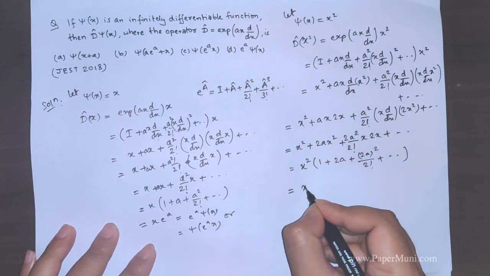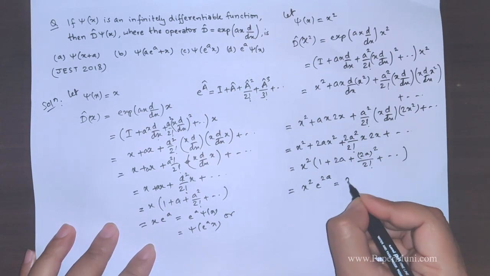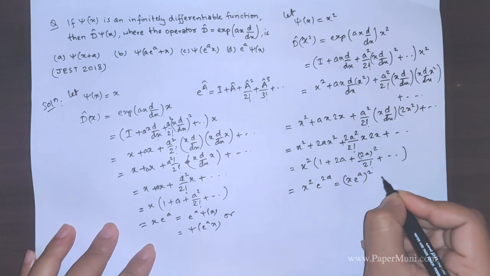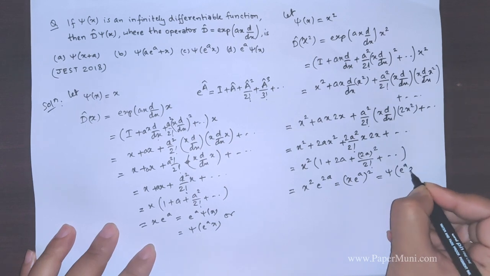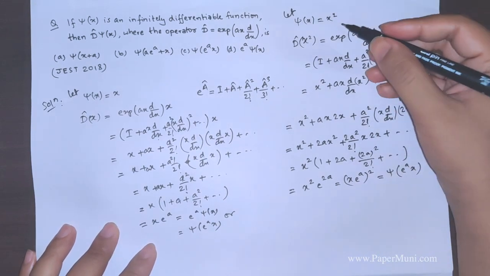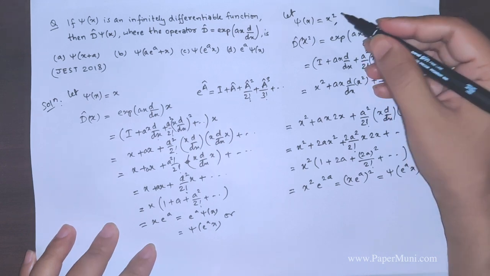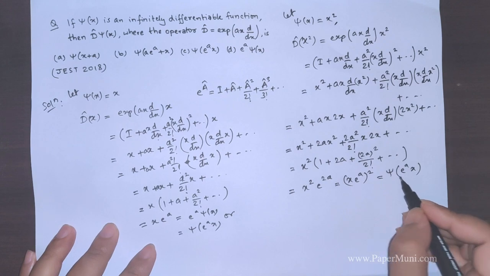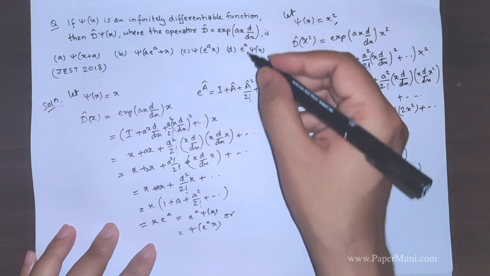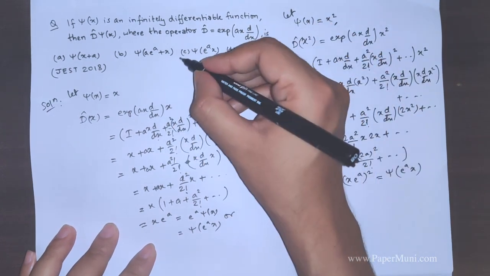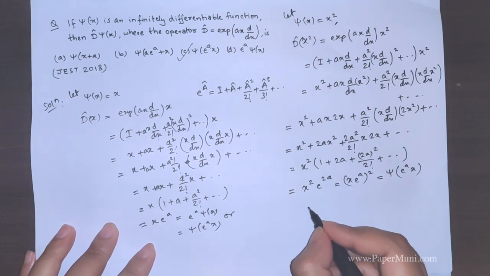Okay, so what we can see is this is x square times e to the power 2a, or we can write it as e to the a, whole square. Since the function we had assumed was not the wave function, we had assumed this function to be x square, it just talks about the function. So now it's clear that this is represented by option C. Option C is correct. Alright.